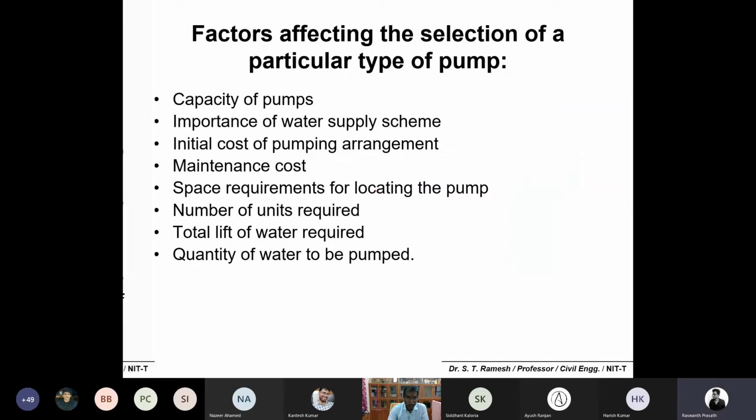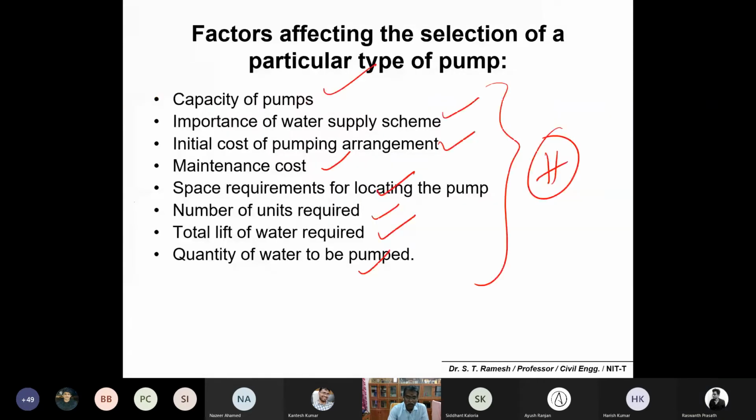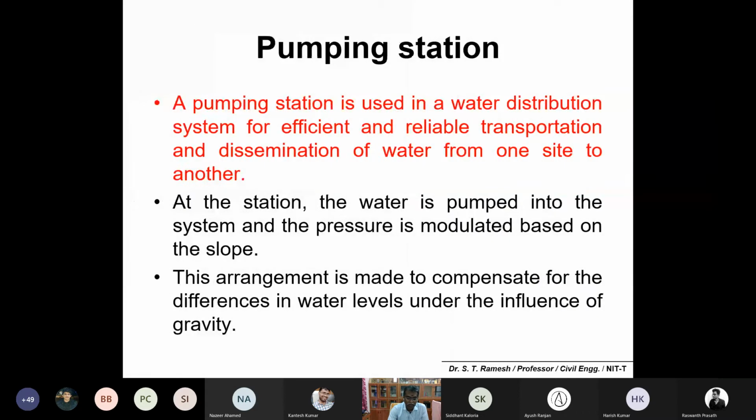Yes, sir. Then, being familiar with pumps, now we are in a position to design a pumping station. Pumping station is the term in water distribution systems for efficient and reliable transportation and dissemination of water from one site to another. From my intake tower, you go from the intake tower to a treatment plant, the treatment plant to a pumping station, and the pumping station to a distribution network. So this is how it goes.